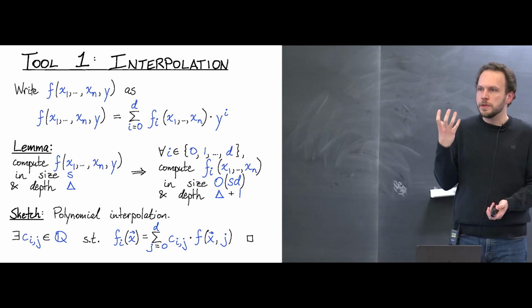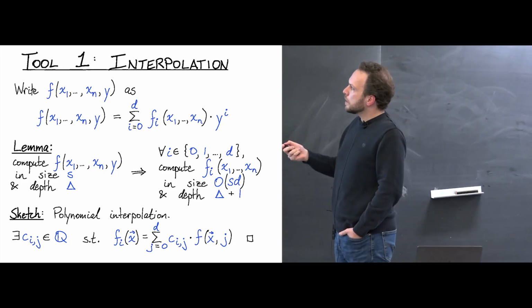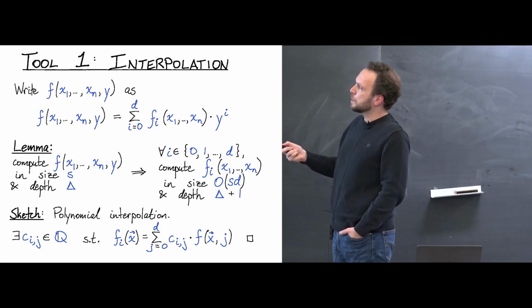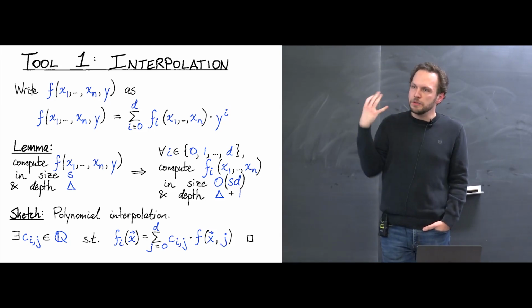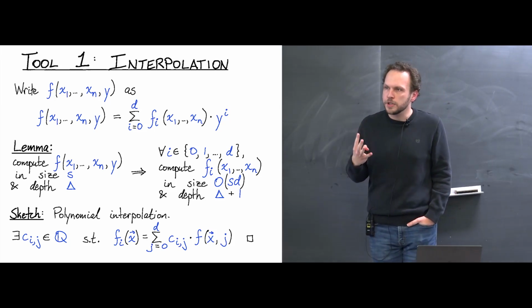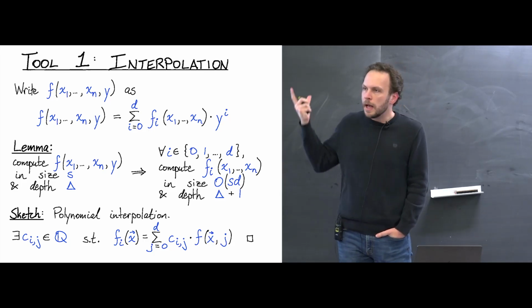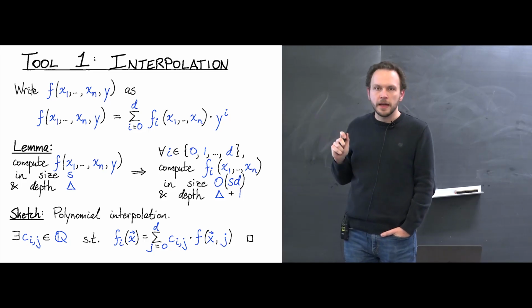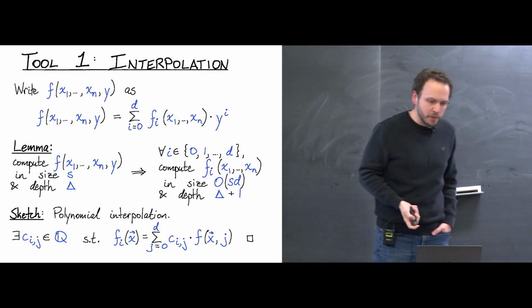So here's the first tool that we're going to use. Say I have a polynomial in many variables. Well, I can always write it as a univariate in one variable whose coefficients are polynomials in the other variables. So here I've written f as a univariate in y. The coefficients are polynomials in the x variables. And now you might ask, how do the complexities of f and these coefficient polynomials f_i relate? And it turns out you can relate them pretty nicely.